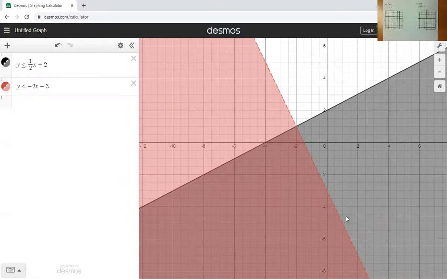Here is my dotted line for my red inequality. Here is a solid line for my black inequality. And my solution set is all in here. Remember that any of the coordinates on this solid line up against this region are solutions. Any of the coordinate points on this dotted line are not.